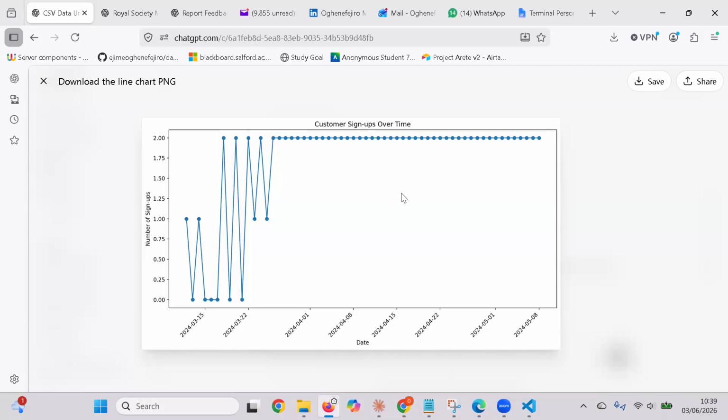Hello guys, can you hear me? So it's saying that in the month of March, our sign up was going up and down. Look at it, it was going up and down. But in the month of April, it got stabilized. It says stabilizes in the month of April or throughout. So all the sign up were actually in the month of April 2024.